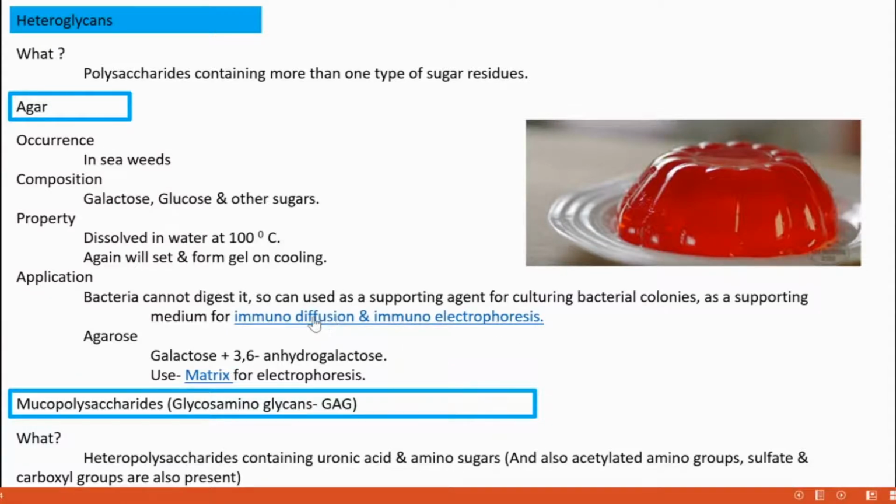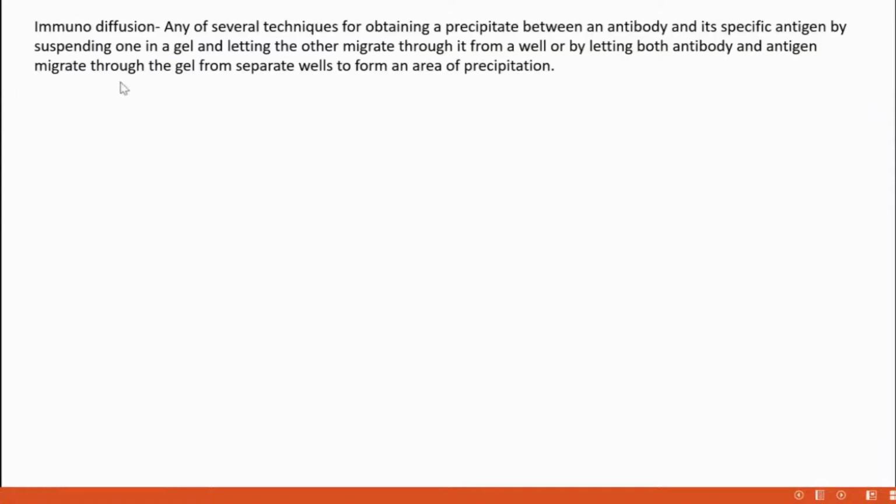What is immunodiffusion? That I will show you. Simply, it is used to understand the concentration of antigen and antibody formed in a given sample. Immunodiffusion is a technique for obtaining a precipitate. How is the precipitate forming? If the numbers of antigen and antibody formed reach an equilibrium, they will form a precipitate by binding each other.